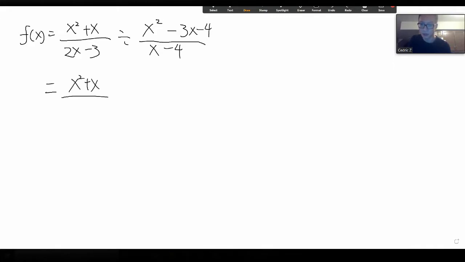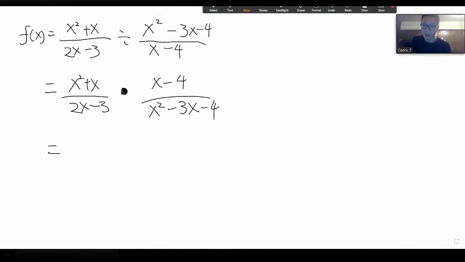(x squared plus x) over (2x minus 3) times, we're going to use the dot as the multiplication sign, because if we use the x, the thing that crosses, it's going to look too much like an x. So we flip the second fraction. It becomes (x minus 4) over (x squared minus 3x minus 4). Then I'm going to try to simplify by factoring, and see if I can cancel anything out.